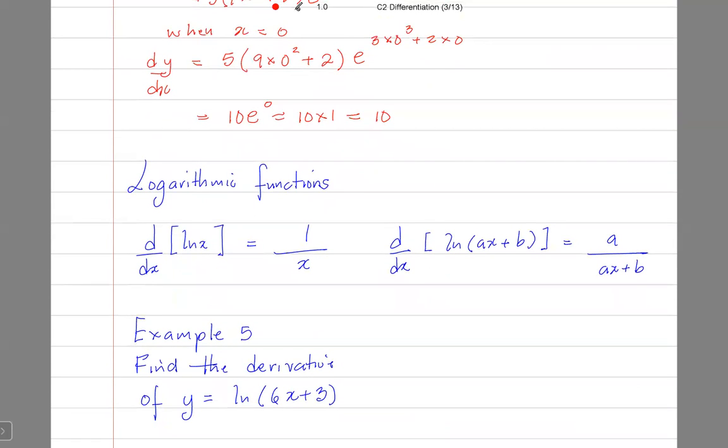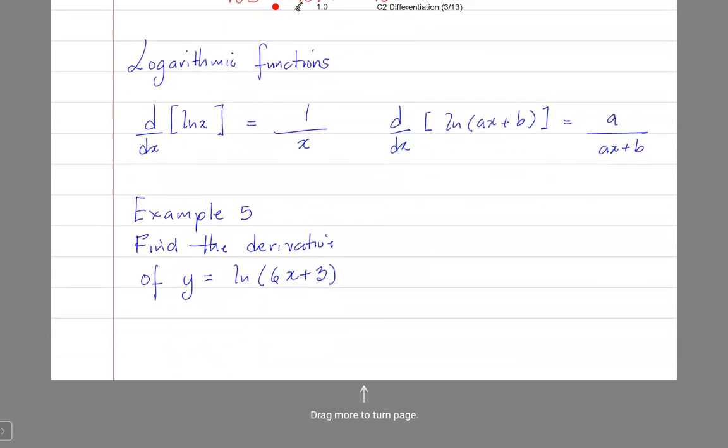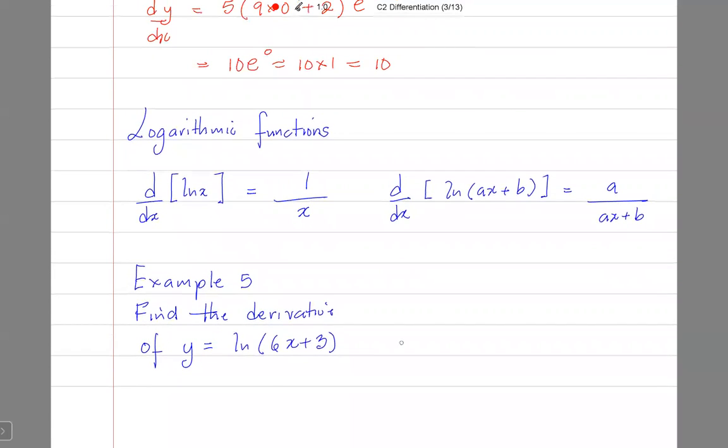If you differentiate ln x, you get 1 over x. If you differentiate ln of ax plus b, you're going to get 1 over ax plus b, and you have to multiply by the differential of the inside function, which is a. So the answer is a over ax plus b. So example 5, dy by dx in one go would be equal to 6 over 6x plus 3.